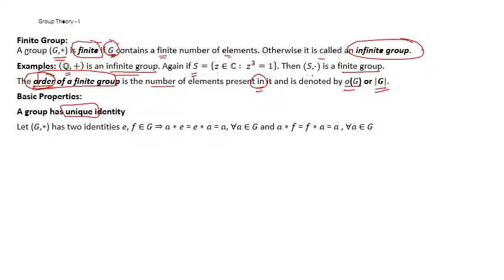Suppose we prove by contradiction. Suppose it has two identities, say E and F. Then if E is an identity, E satisfies the property of identity. That means A star E equal to E star A equal to A for all A belongs to G. Similarly, since we have taken F also as an identity, it also satisfies all the properties of the identities. That means A star F equal to F star A equal to A for all A belongs to G.